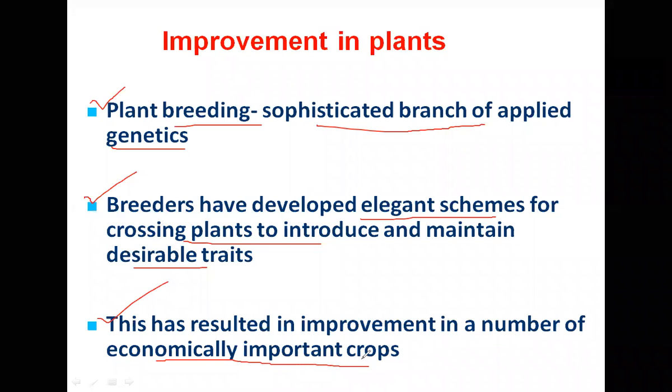Whatever economically important crops you see around presently, for example wheat and rice, are a result of classical breeding experiments, because their yield has increased tremendously, and as a result our country can feed the ever-increasing population. So we have those kinds of breeds of economically important plants available, and this is primarily the work that has been done by the breeders.